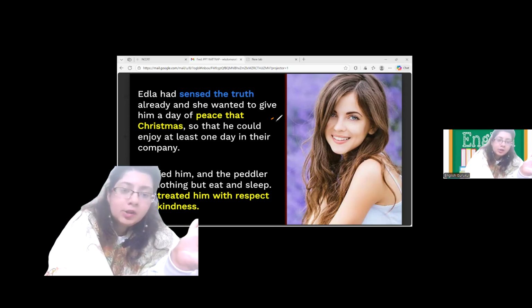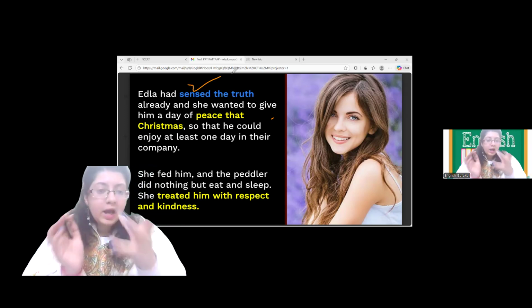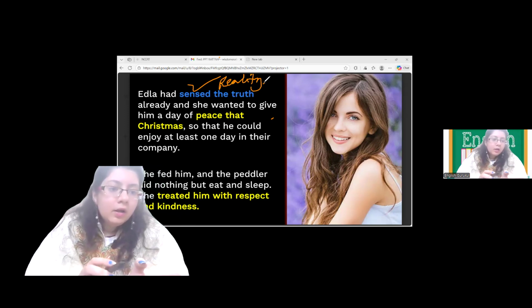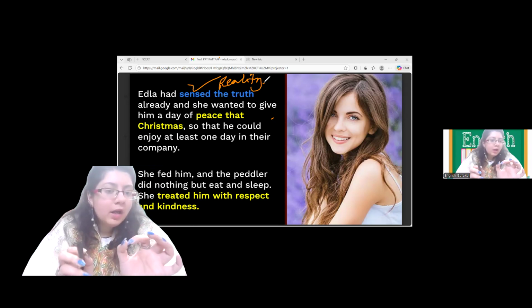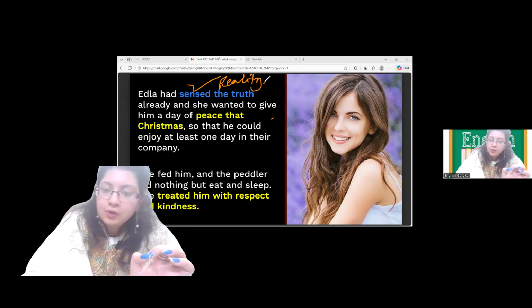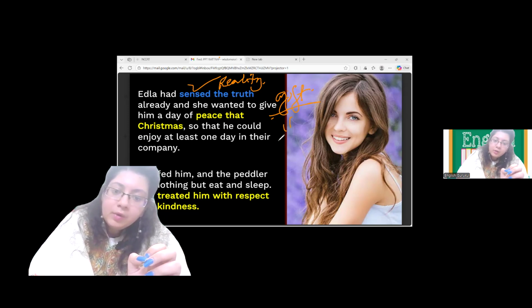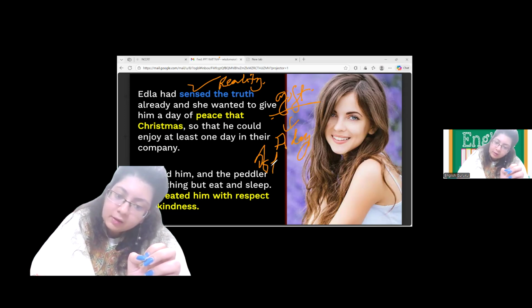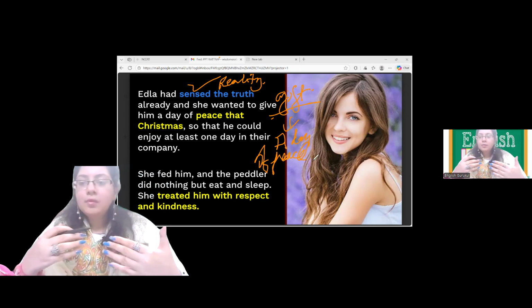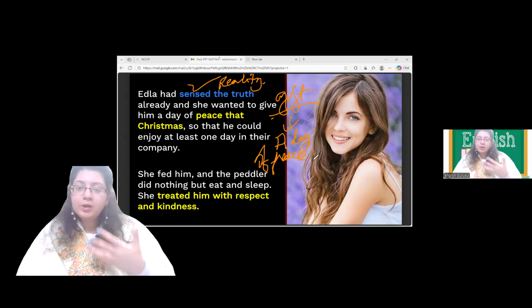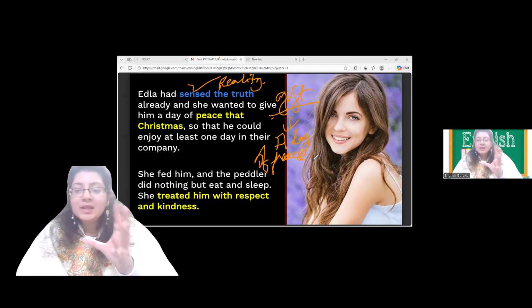So Edla had sensed the truth, she could sense the reality. She could see the reality and the truth behind his words, right? Already. And she wanted to give him a day of peace. Basically it was a kind of gift. She wanted to gift him a day of peace, because she knew that when she observed initially also, she wanted to give him peace.